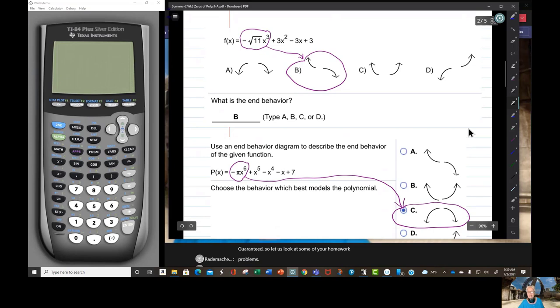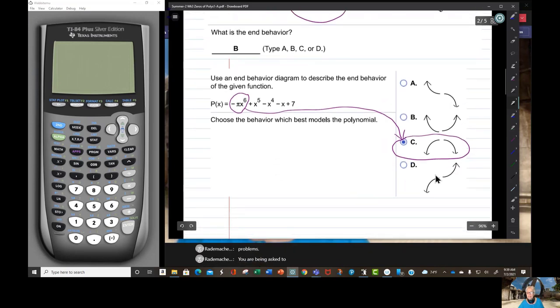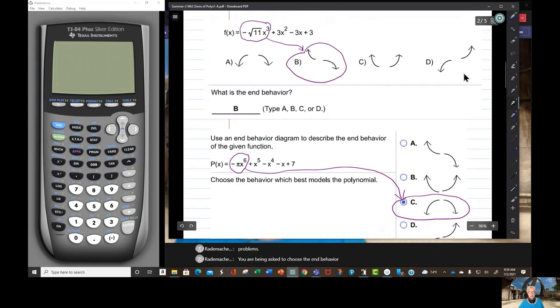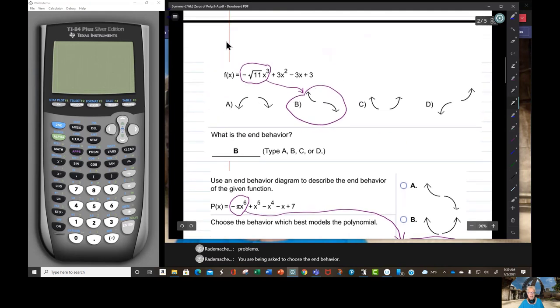You're being asked to choose the end behavior of this polynomial. Ah, and look at that ugly leading coefficient. Doesn't matter if it's ugly or not. It's negative, and this is an odd degree polynomial. So we know immediately, we don't have to even stop and think. Up on the left, down on the right.